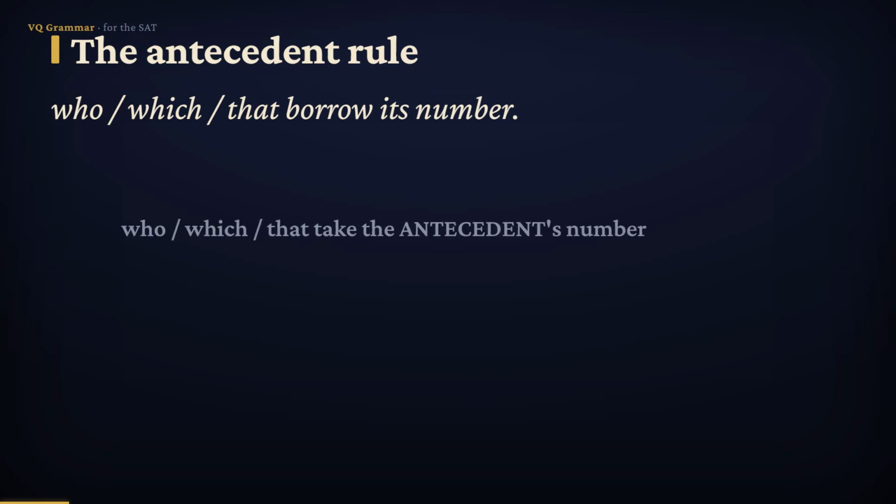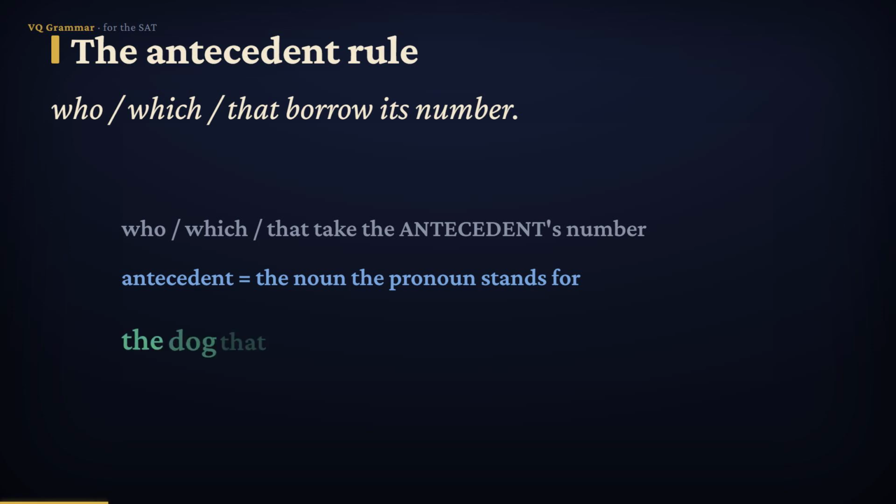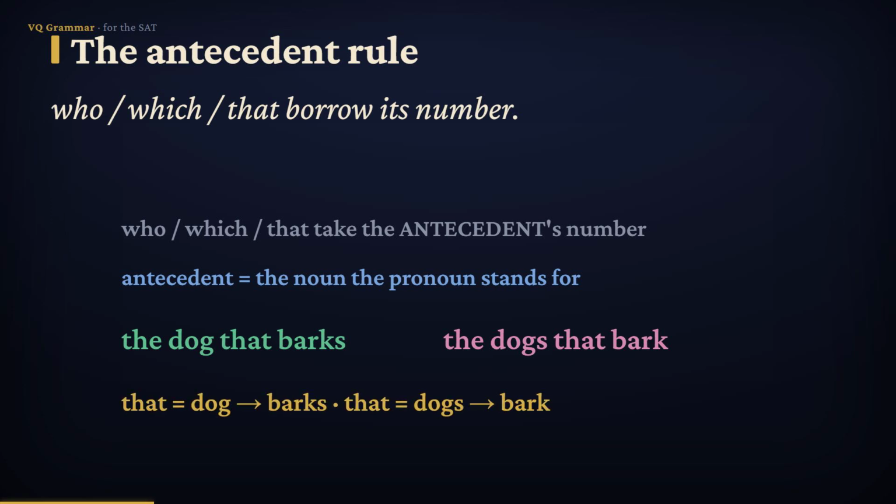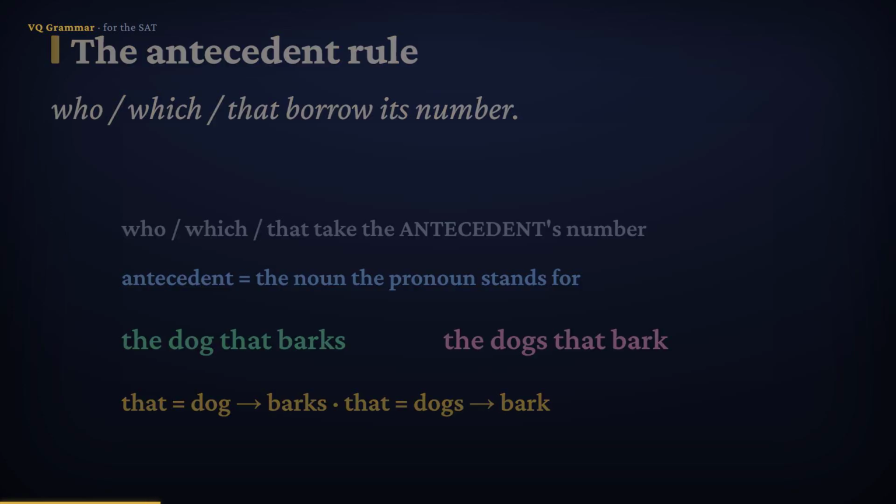An adjective clause starts with a relative pronoun, who, which, or that, and describes a noun. The key rule: the verb inside the clause agrees with the pronoun's antecedent, the noun it stands for. The dog that barks, that stands for dog, singular, so barks. The dogs that bark, now that stands for dogs, plural, so bark. Find what the relative pronoun refers to and match the verb to that.